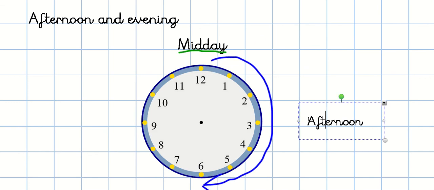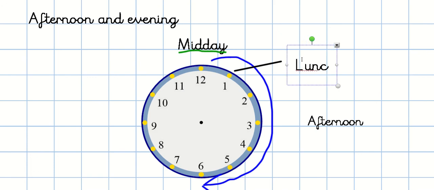And in the afternoon, you might have your lunch around 1. You might be doing some learning journey. You've just finished school. You might go home with your parents at this time, between 3 and 6.